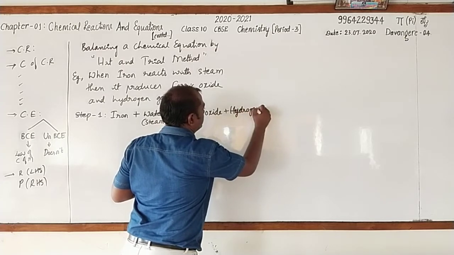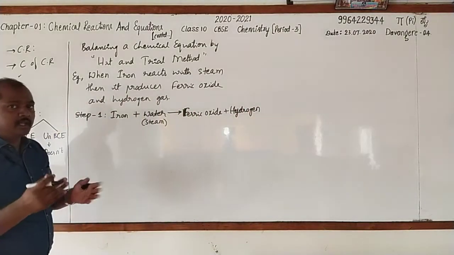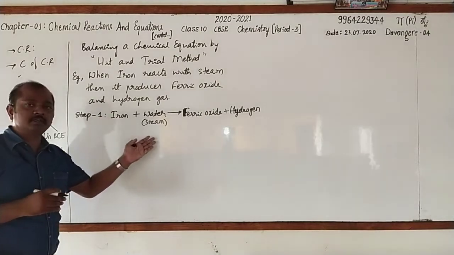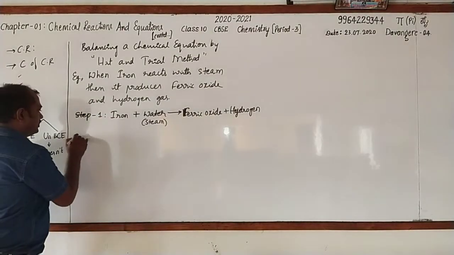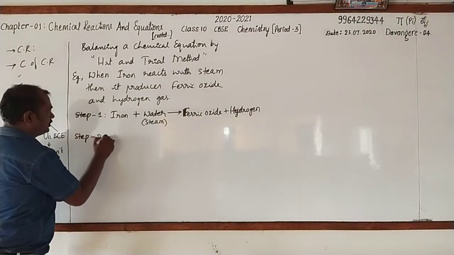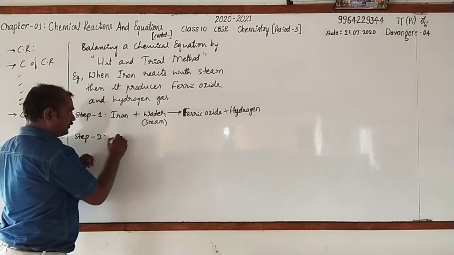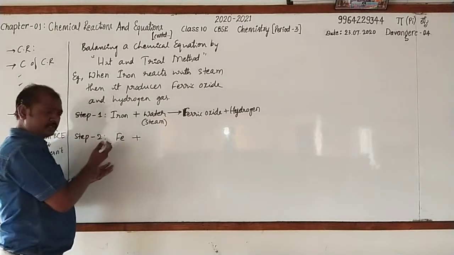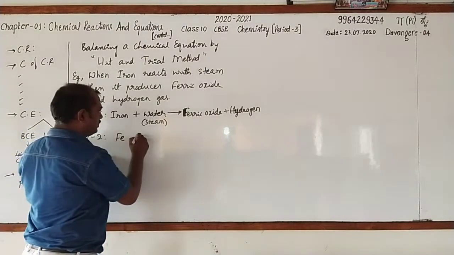This is the first step. Next, in the next step, we are going to write it in symbolic form. Step 2. This is iron. What is the atomic symbol of iron? It is Fe, and its atomicity is 1.